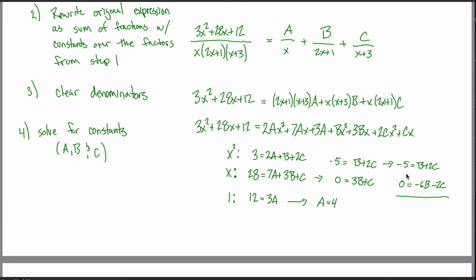At any rate, if you add these equations, -5 plus 0 gives you -5. b plus -6b gives you -5b. And then 2c and -2c gives me nothing. That was the whole goal, to get rid of one of the variables. If -5 equals -5b, divide both sides by -5, and you get that b equals 1.